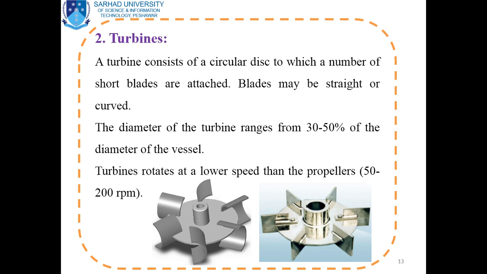The turbine rotates at a lower speed than the propellers. The speed of propeller is high, and I have told you that a small size propeller can rotate up to 8000 rpm. In case of turbines, rotation is low. Speed of rotation is very much low compared to propellers, and that is about 50 to 200 rpm.